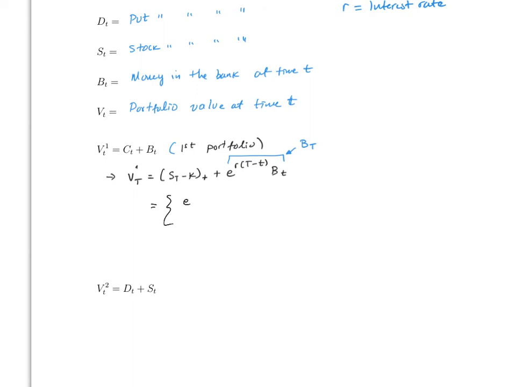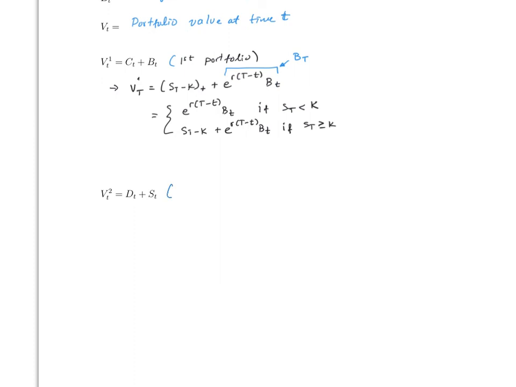This will be just e^(r(T−t)) B_t if the value for ST is less than K, or it will be ST minus K plus the money on the bank if, okay, ST is greater or equal to K. Right, so now let's look at the second portfolio.